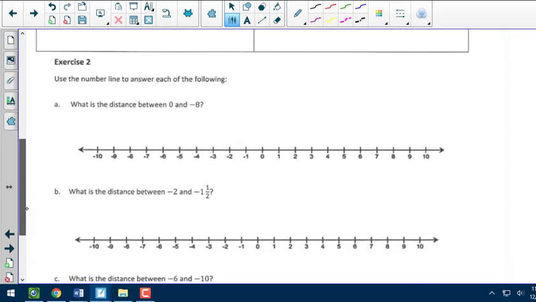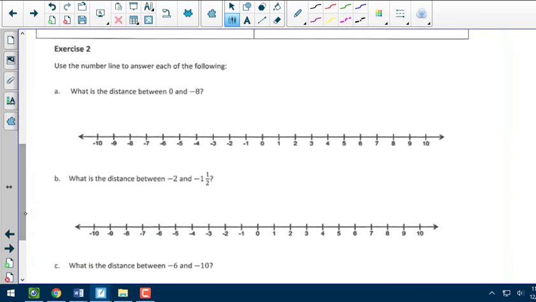So I'm going to ask you to do exercise 2, parts A, B, and C. So go ahead and do these. Pause the video, put the points on the number line, and then tell me the distance between those two integers.